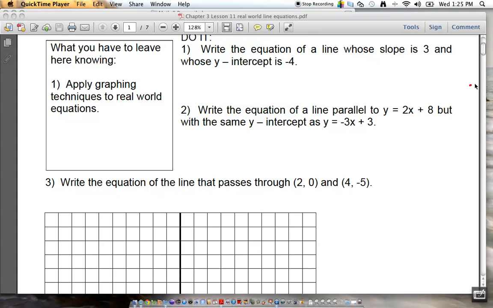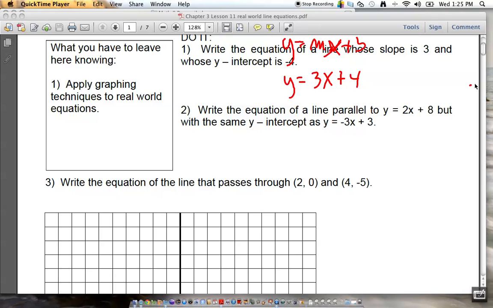Okay, so let's do it here first. Then we'll go to the quiz, and then we'll come back to the rest of the lesson. Write the equation of the line whose slope is 3 and whose y-intercept is 4. That should be really easy. y = 3x + 4. Remember, it's y = mx + b.